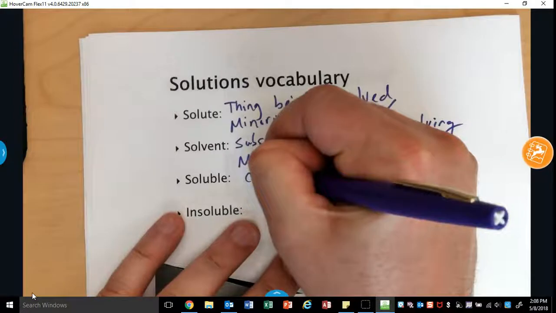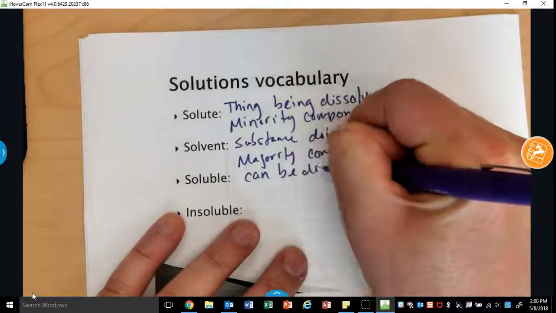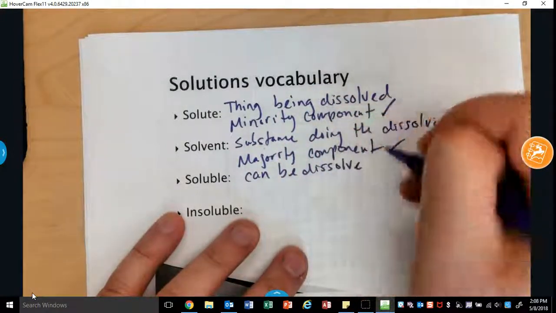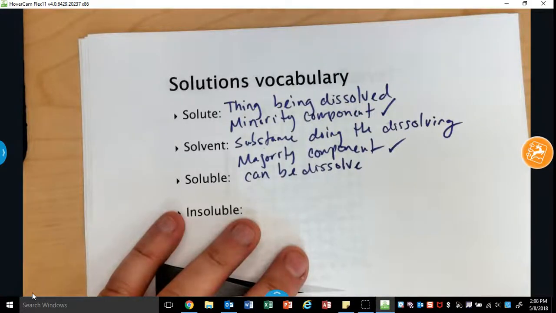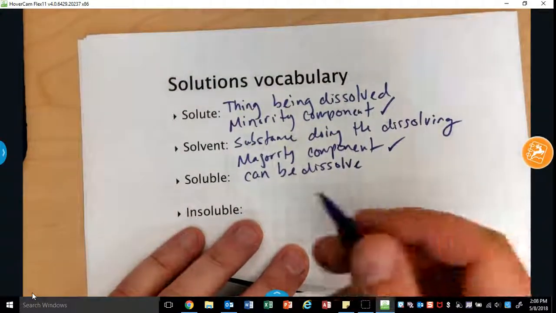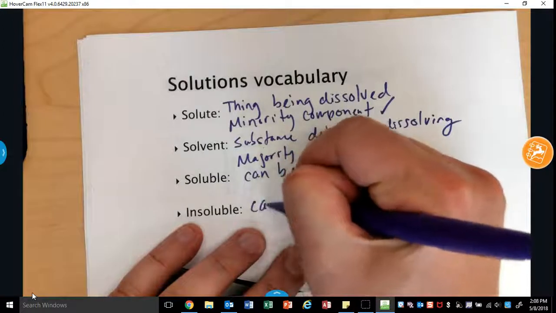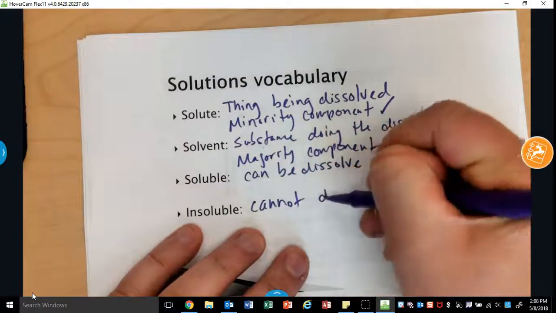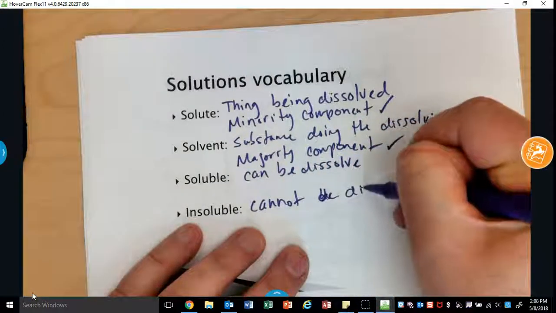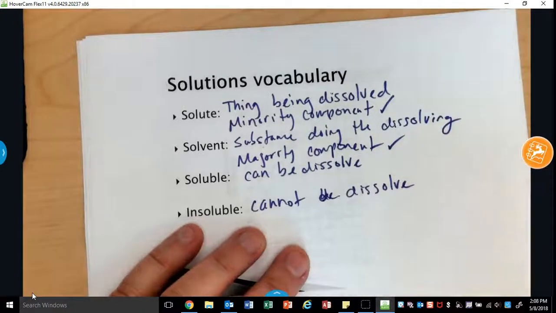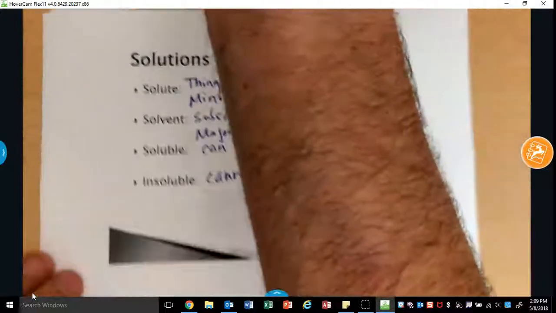And soluble just means can be dissolved in a particular substance. So salt is soluble in water because it will dissolve. And insoluble means cannot be dissolved in a particular substance or solvent. So oil is insoluble in water.